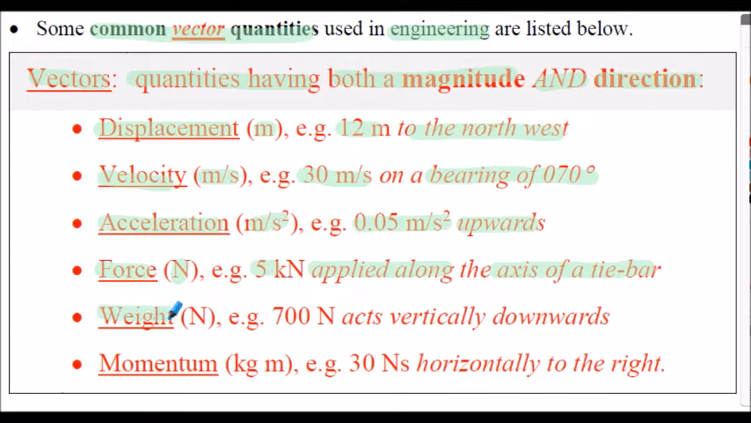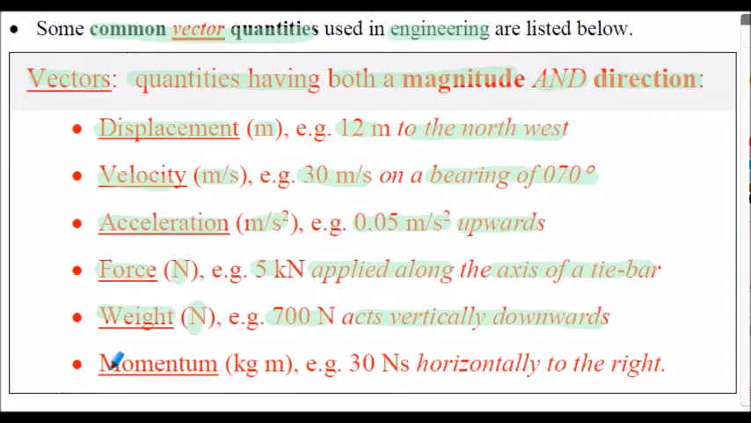Weight or weight force, also measured in newtons in the SI system. Weight is a specific type of force. We reviewed this in a previous presentation related to SI units. So, example of weight, 700 newtons acting vertically downwards. Remember, weight force is a specific type of force. It acts in one direction, and that's vertically downwards.